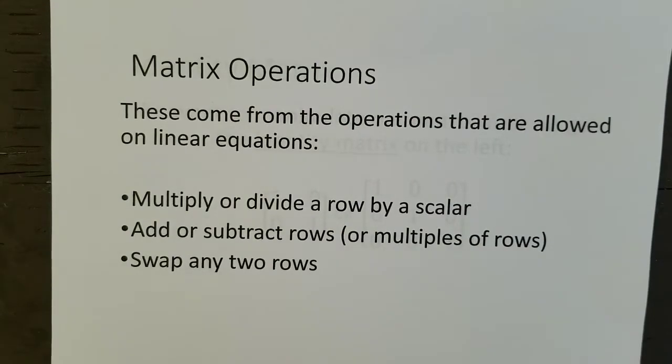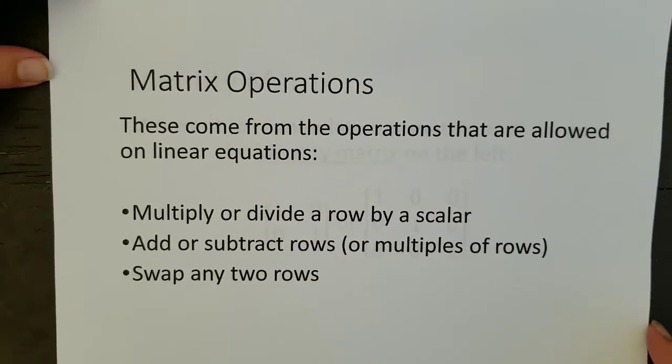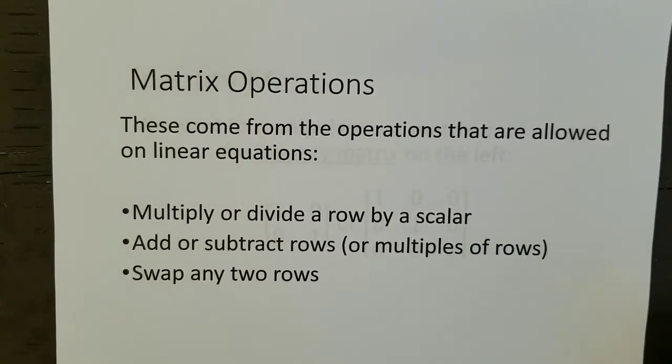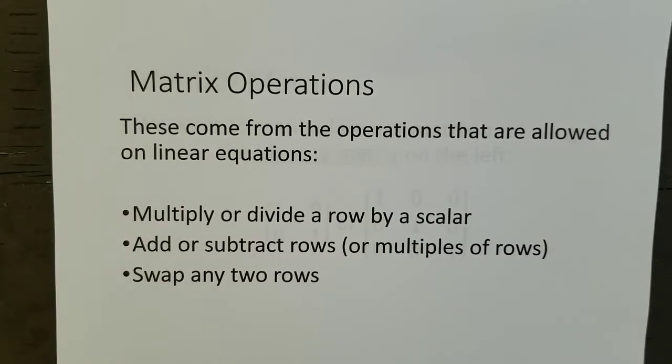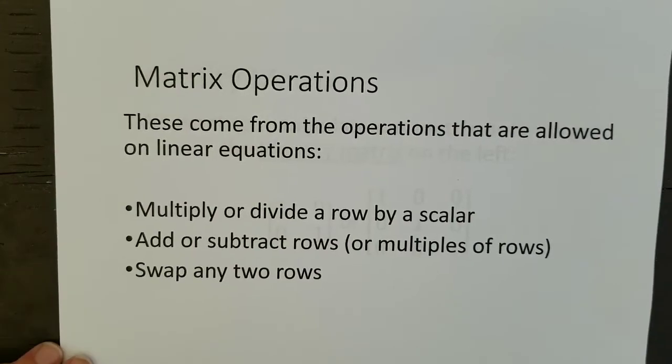So we're going to write equations as one row in a matrix. And if we do that, we're allowed to do all of these same things because the equations go into a row. So we can do things to the row that we can do to any other equations. So for instance, we can multiply or divide a row by a scalar. We can add or subtract multiple rows or multiples of those rows, and we can swap any two rows because the order of our different equations doesn't actually matter.